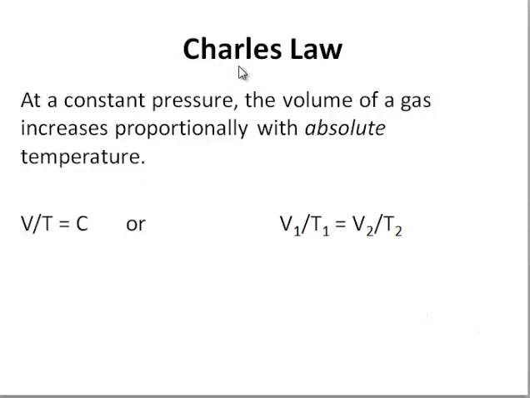Charles' law for gases states that at a constant pressure, the volume of a gas increases proportionally with the absolute temperature. You could write this as V over T, volume over temperature, is a constant C, or to make it a process, before and after, V1/T1 equals V2/T2. V over T before equals V over T after.